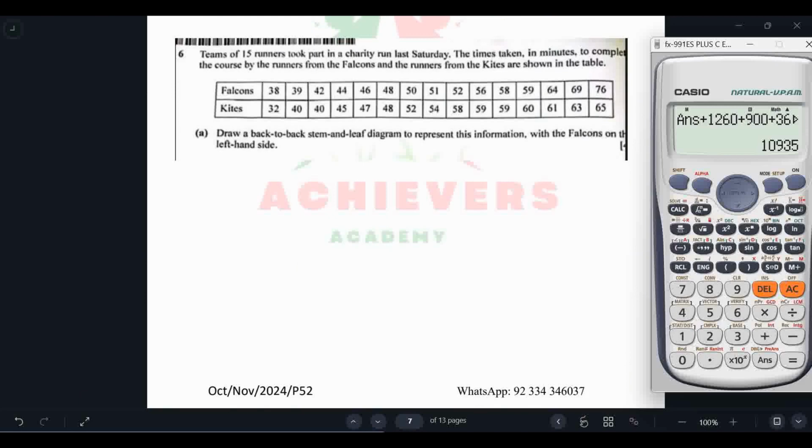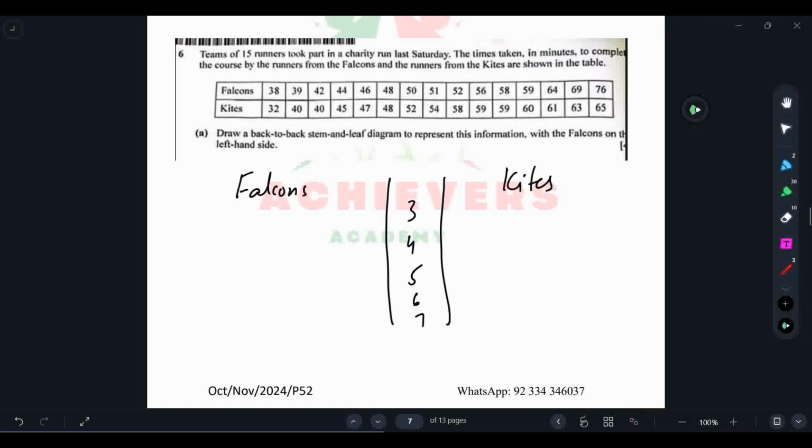Let's move to question number 6. Question number 6 is to draw a back-to-back stem and leaf diagram to represent the data. So we can use these values. For the falcons, this will be 38, 39, then 42, 44, 46, and then 48. Then we have 50, 51, 56, 58, 59. Then we have 64, 69, 76.